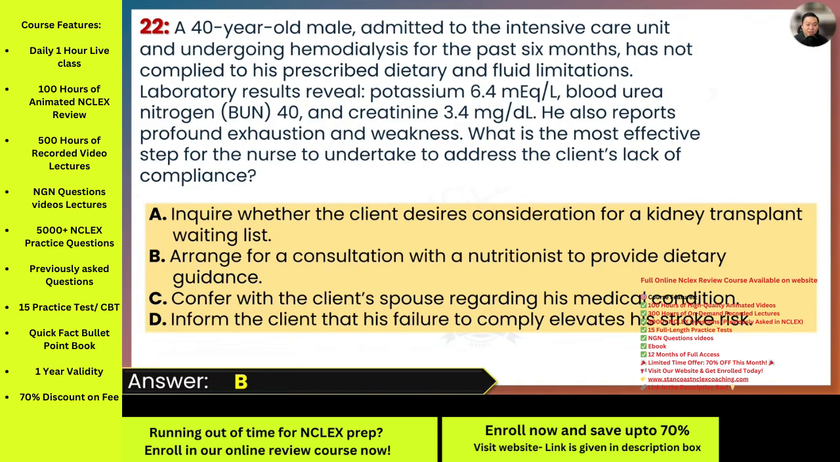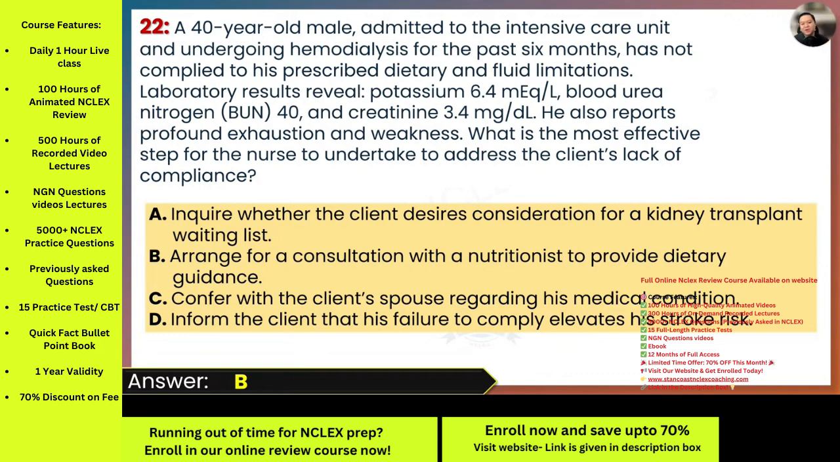Letter D is also incorrect. We know that hyperkalemia and poor dialysis adherence can increase the risk of stroke and also cardiovascular complications. But using fear-based motivation is going to be ineffective. Research indicates that educating and involving the patient in their care is much more successful in promoting compliance rather than scaring them by telling them about their stroke risk.